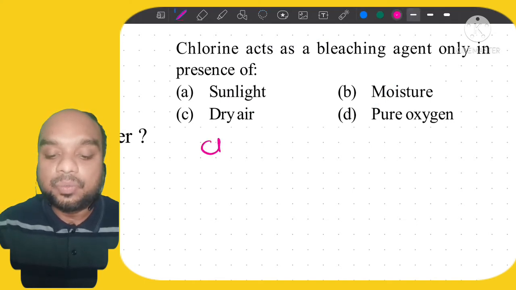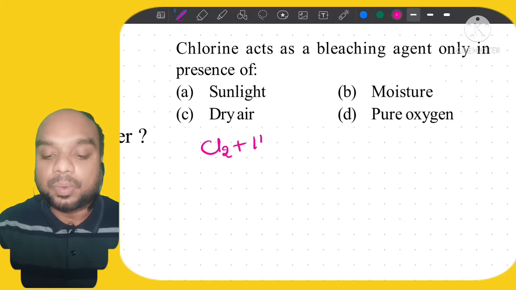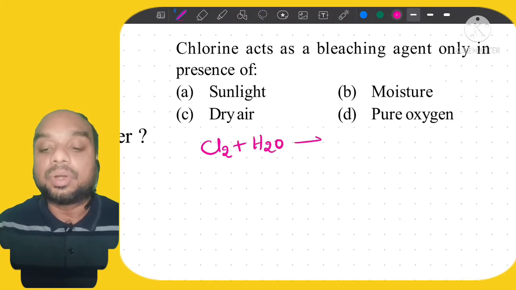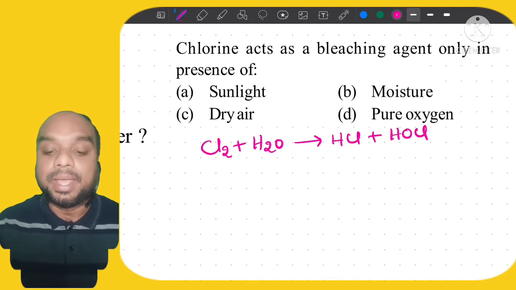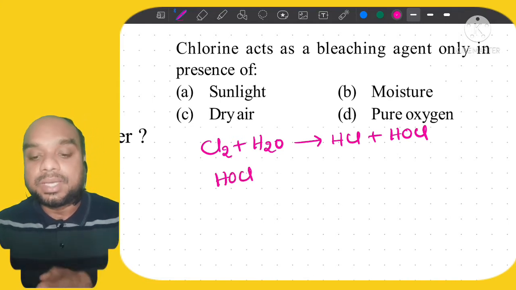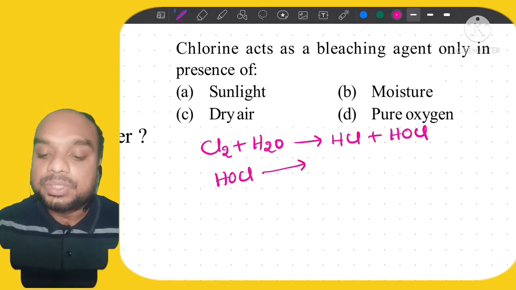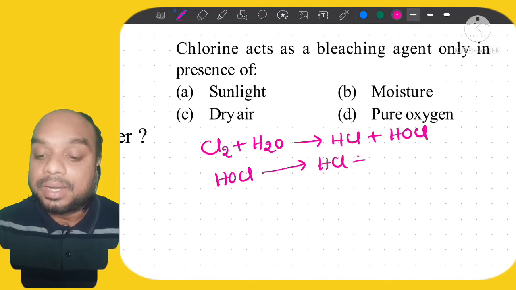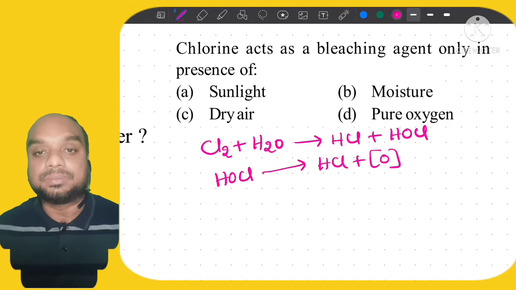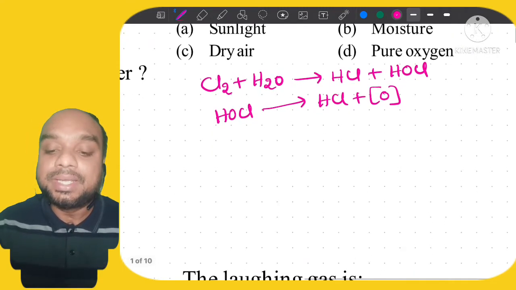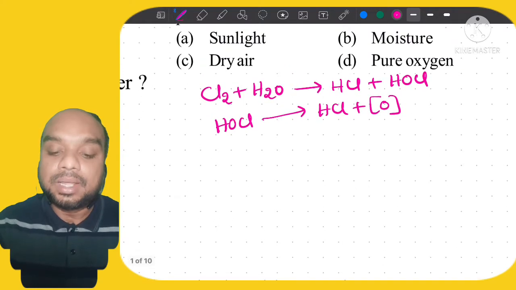Here, when Cl2 chlorine gas is passed through water, we get hydrochloric acid and hypochlorous acid, HOCl. HOCl is unstable; it undergoes decomposition, giving HCl and a nascent oxygen atom. This HOCl acts as an oxidizing agent, so it can bleach colored material.